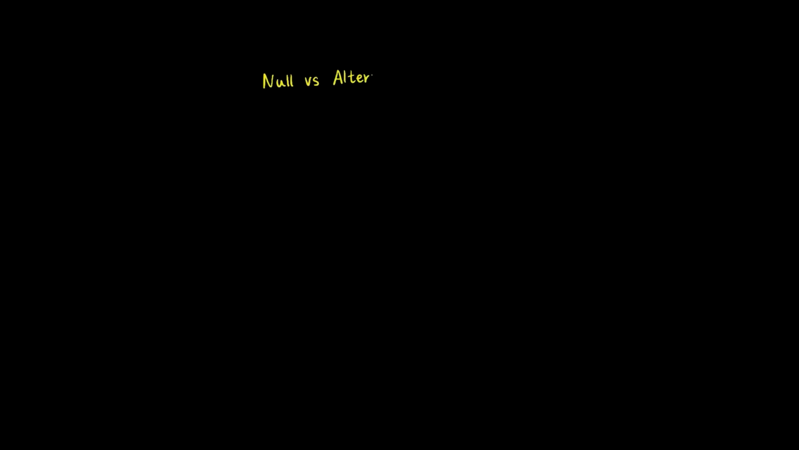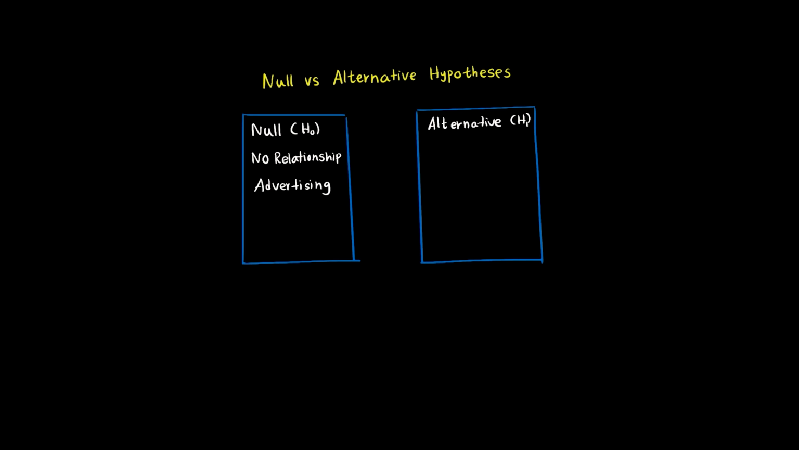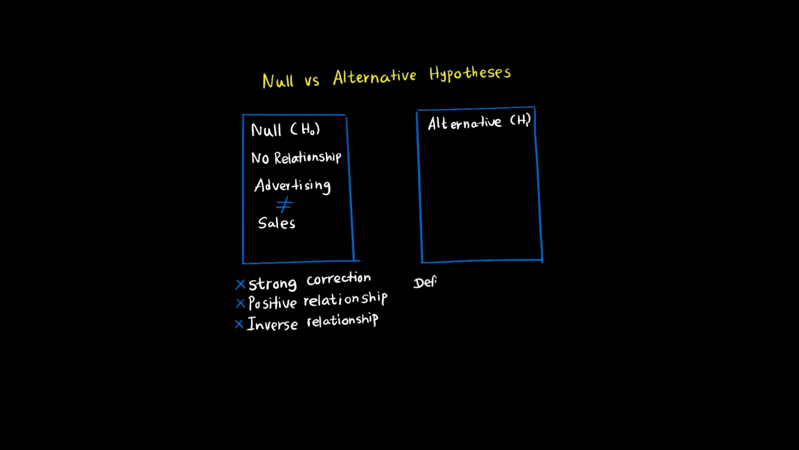Research hypotheses are the foundation of quantitative analysis, and they always come in pairs. The null hypothesis is the skeptic's position. It states there is no relationship between your variables. None. Zero. Zilch. For example, advertising spend has no effect on sales. This isn't stating that variables strongly correlate. That would be an alternative hypothesis. It's not claiming positive correlation. That's a specific type of relationship. It's not stating an inverse relationship. That's still a relationship. The null hypothesis is the default assumption of no connection whatsoever.